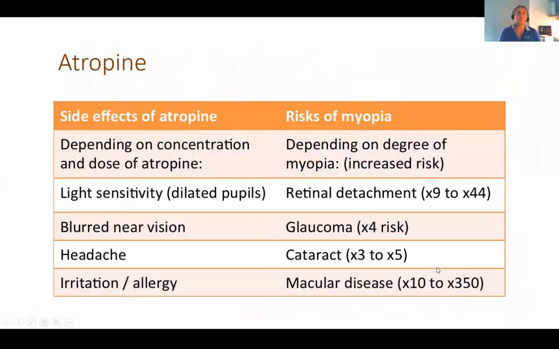Okay. Atropine is not exempt of risk. And one problem with atropine is it depends on the dose, and by increasing the dose we have different problems. The first problem is the light sensitivity, the blur for near, because we change the accommodation. It could have some headaches, it could have irritation, it could have allergy.